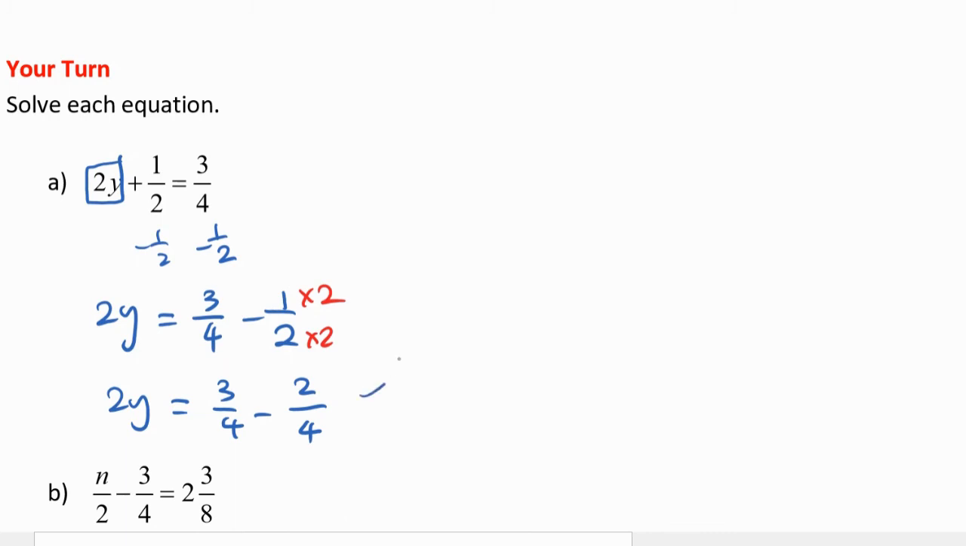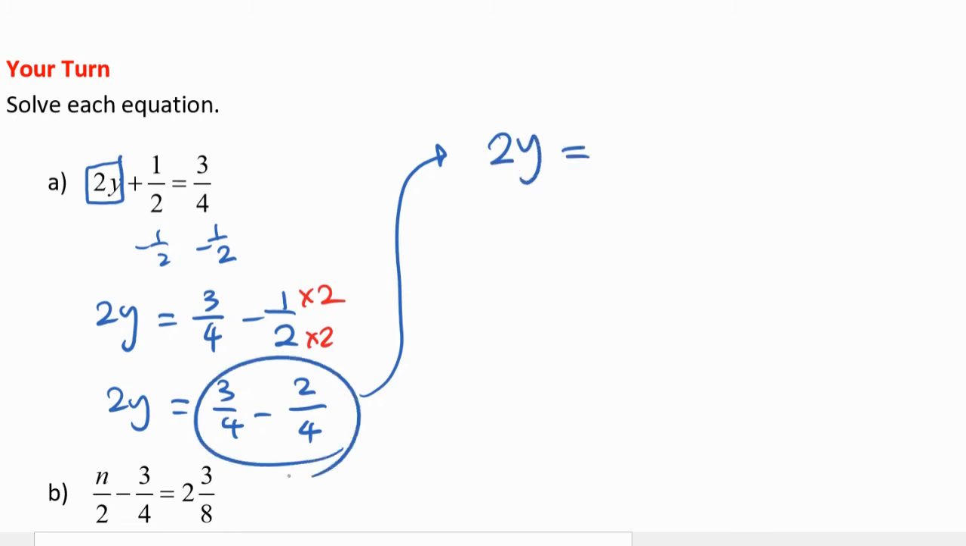I want you to write everything again. Some students skip this step, but I want you to actually write everything to avoid making mistakes. Okay, so write 2y equals, what is this? 3 over 4 minus 2 over 4. That is 1 over 4. So write down every single step. Okay, so I want to get rid of multiplying by 2. So what we're going to do is divide by 2.